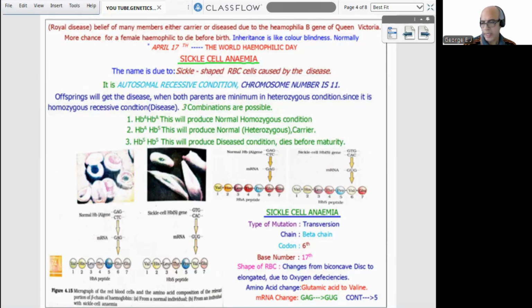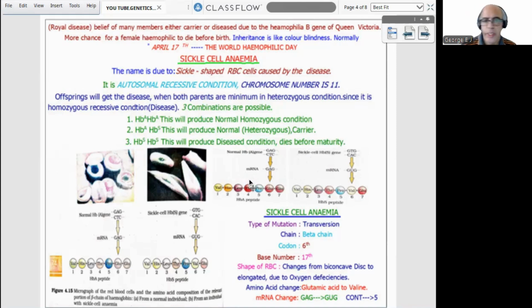Now, these are the diagrams of NCERT. It's a common question, a diagram-based question. And a part of it I enlarged here. There we can find the normal HbA gene. This is the sickle cell condition. So one by one we can proceed.